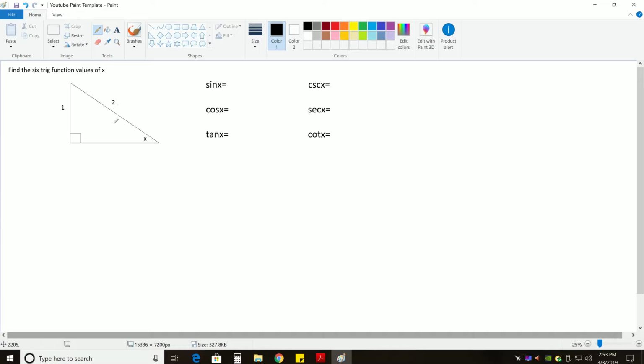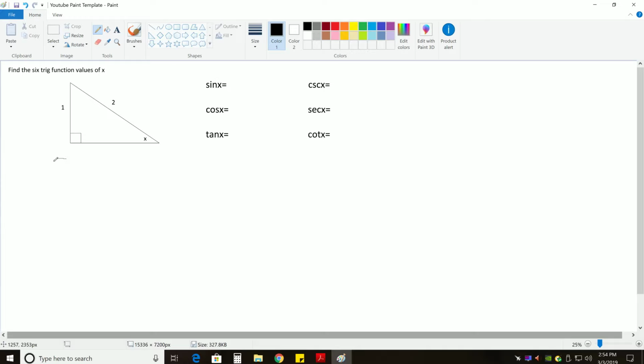The important thing to remember here is that when you're dealing with your 6 trig functions, if you start with just sine, cosine, and tangent, remember that sine of x is equal to the opposite over the hypotenuse. Remember, we have that term SOHCAHTOA. So sine is opposite over hypotenuse.